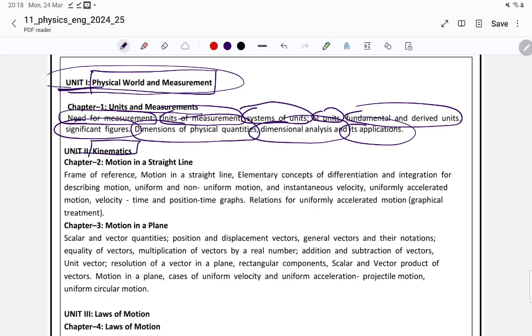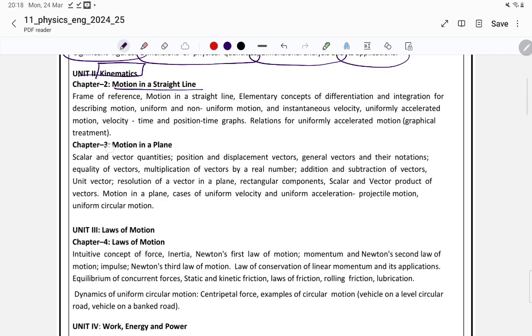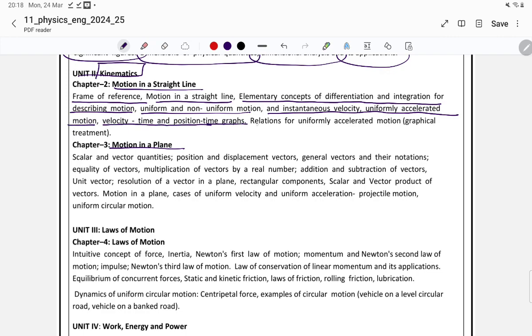And the second unit is kinematics. Kinematics includes motion in a straight line and motion in a plane. So motion in a straight line: frame of reference, motion in a straight line, elementary concept of differentiation and integration for describing motion, uniform and non-uniform motion, and instantaneous velocity, uniformly accelerated motion, velocity-time and position-time graphs, relations for uniformly accelerated motion, graphical treatment.